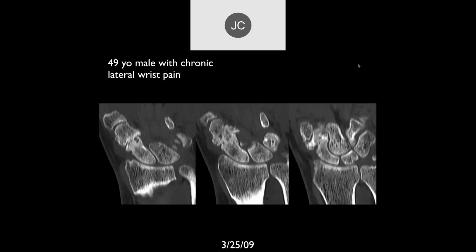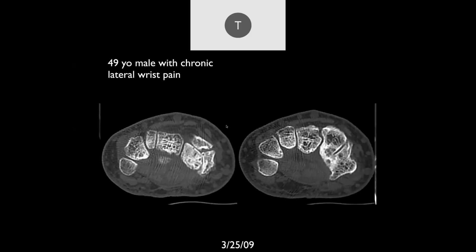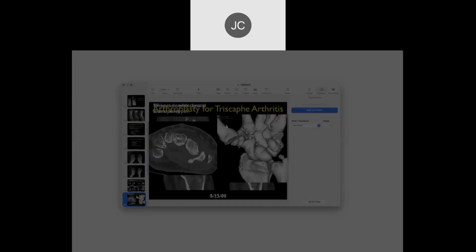Okay, Tayson. All right, 49-year-old male with chronic lateral wrist pain. I want to check something just 1 second here. Oops, that's not what I wanted to do.